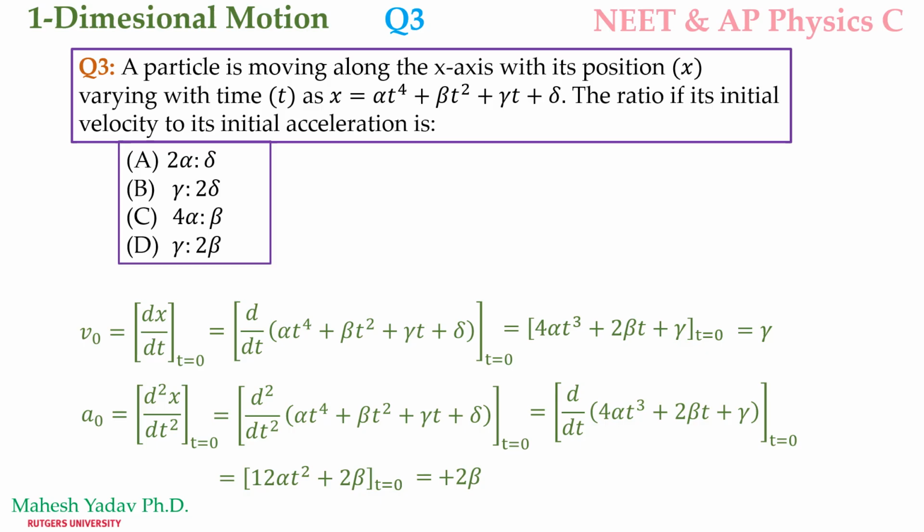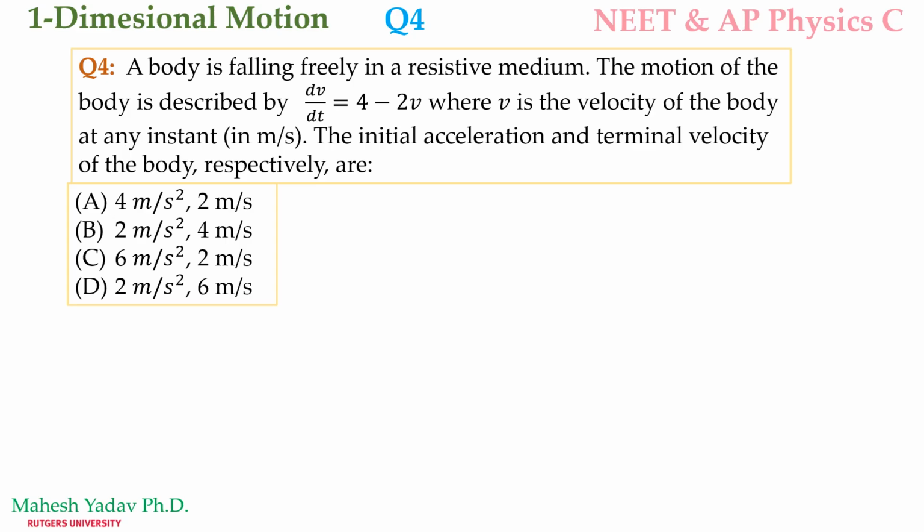The question asks to find the ratio of initial velocity and initial acceleration, and it is gamma to 2 times beta. The answer is D. Now for the next question, this problem is about a body falling, and the equation is given by dv by dt equal to 4 minus 2 times v.